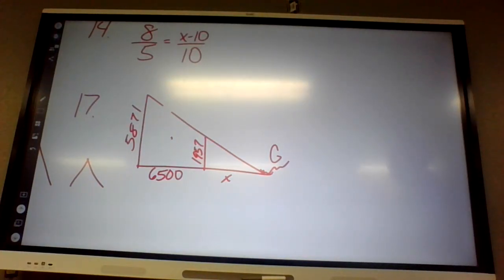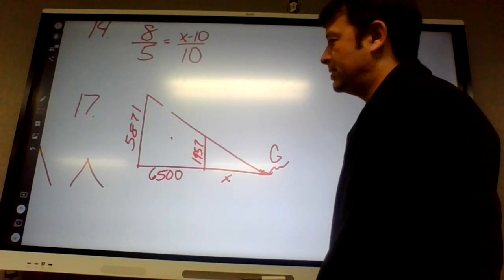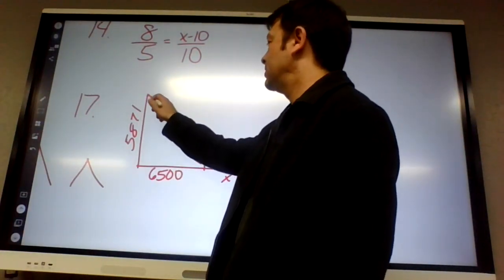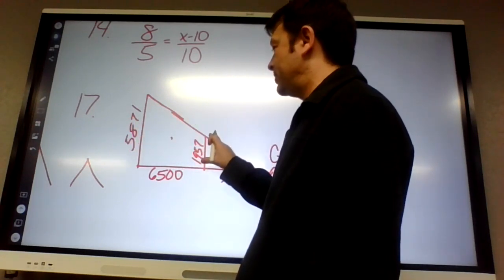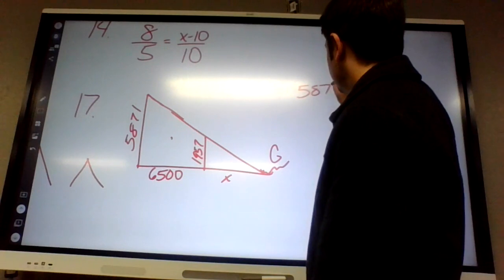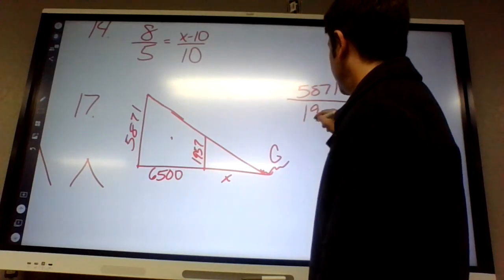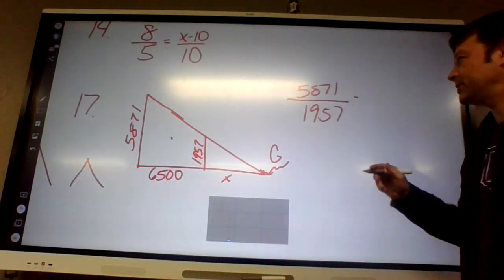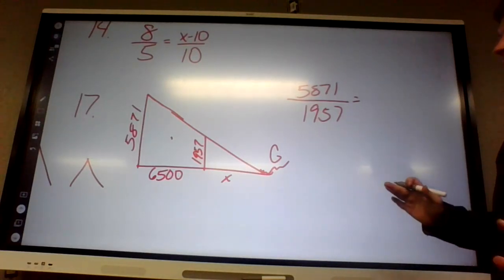So would you do 5,871 over 6,500 equals 1,957? No, that's not going to work on this one. 5,871 is a side of the big triangle, right? So when we match it, we need to use a side. We either need to use the matching side on the little triangle or another side of the big triangle. So 5,871 on the big triangle matches what on the little triangle? 1,957. So we're going big triangle to little triangle.